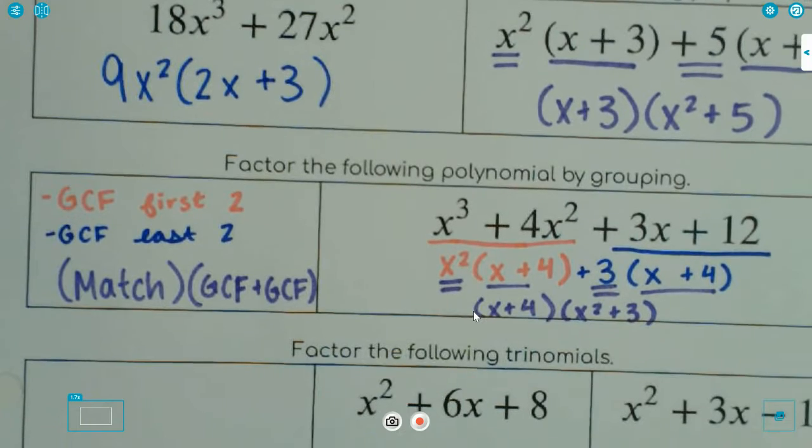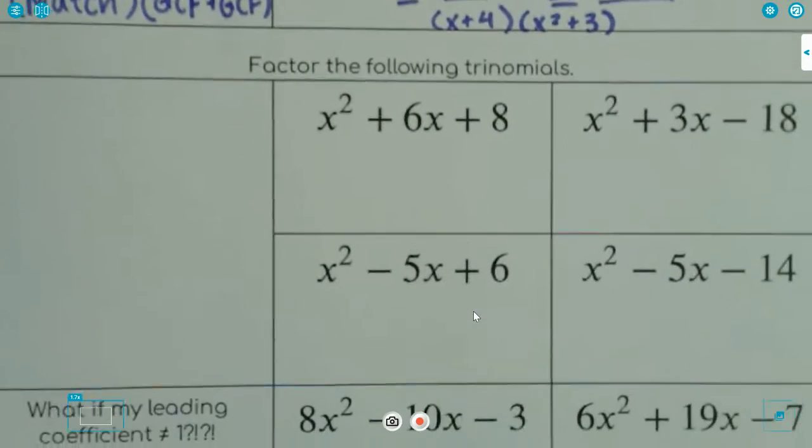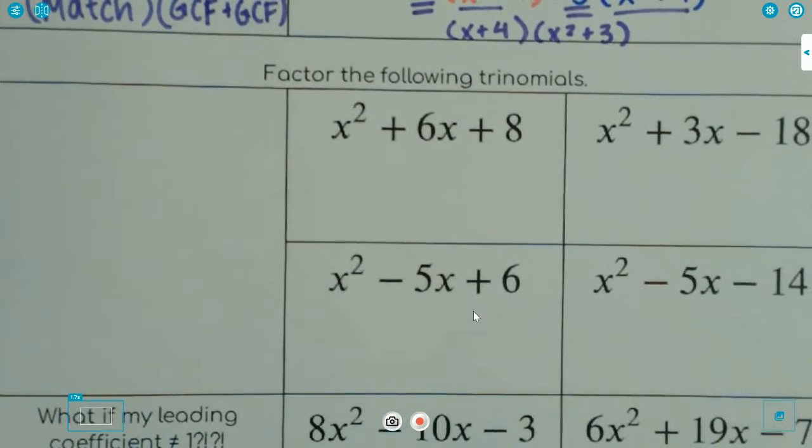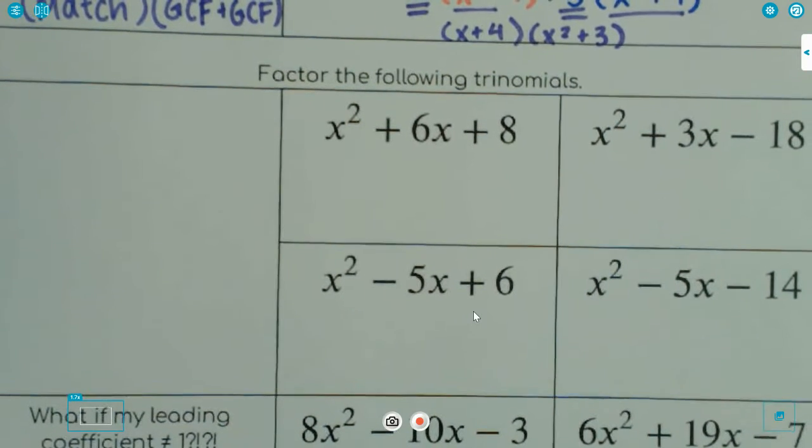Okay, we're going to move on to trinomials. So we're talking about trinomials today, and then we'll do all of our special weird things, and then ones where you have to factor and then factor again and then factor again. We'll do those all on Friday. So we're going to look at these top 4 first. So factor the following trinomials.